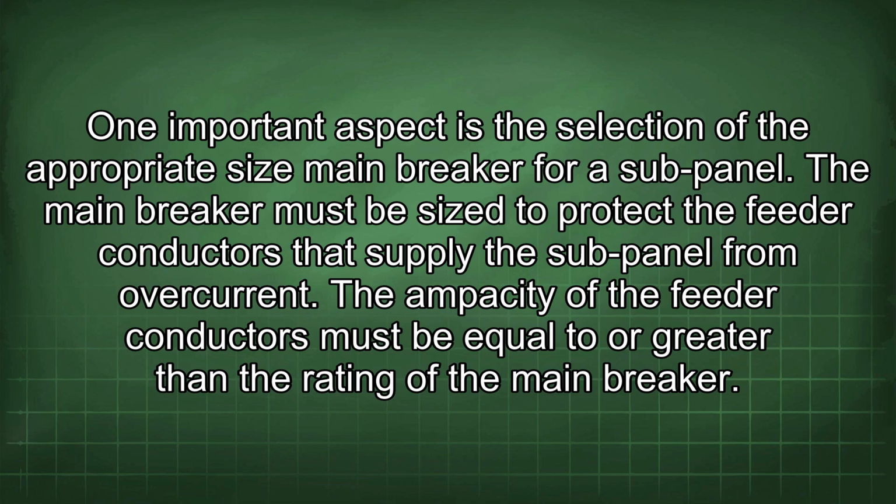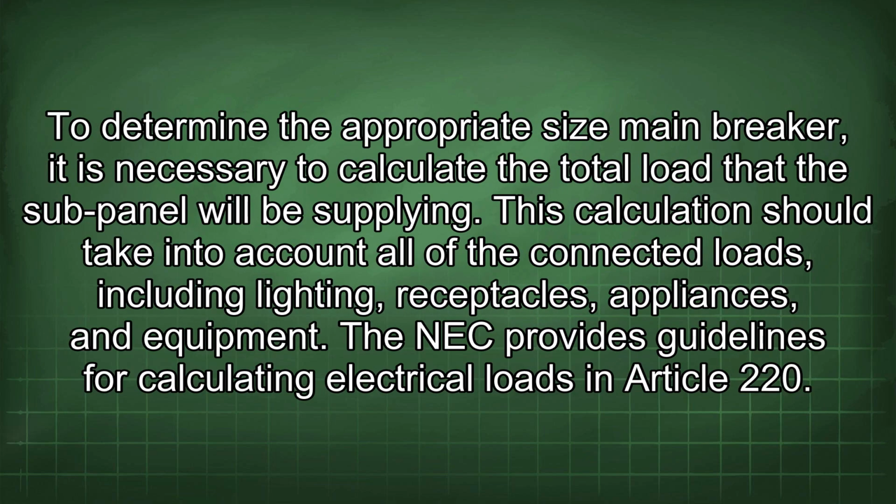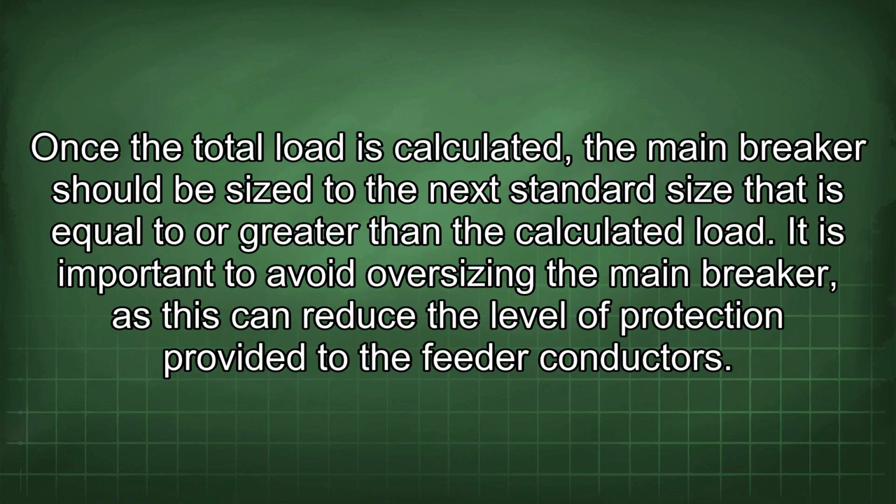The ampacity of the feeder conductors must be equal to or greater than the rating of the main breaker. To determine the appropriate size main breaker, it is necessary to calculate the total load that the sub-panel will be supplying. This calculation should take into account all of the connected loads, including lighting, receptacles, appliances, and equipment. The NEC provides guidelines for calculating electrical loads in Article 220. Once the total load is calculated, the main breaker should be sized to the next standard size that is equal to or greater than the calculated load.